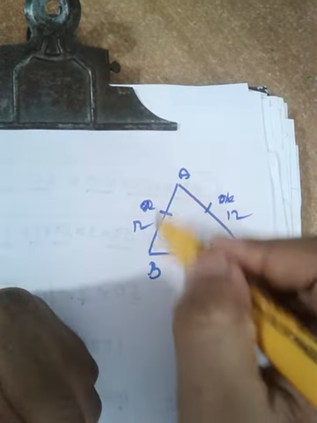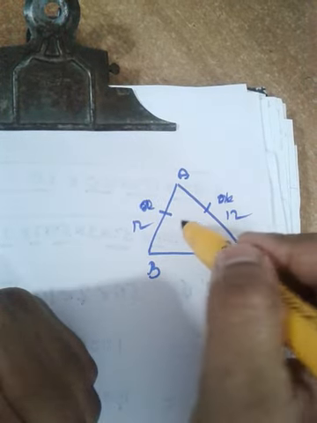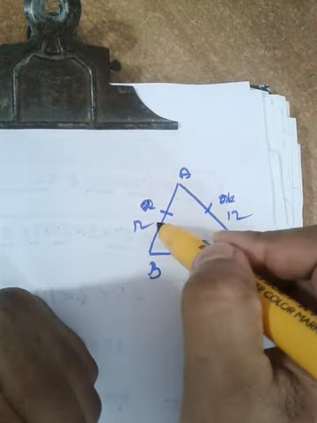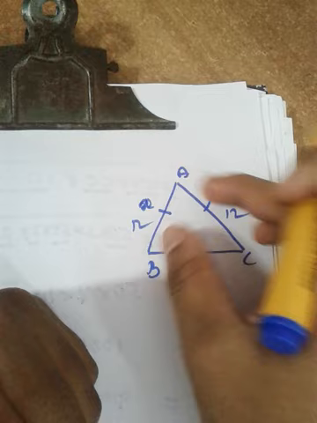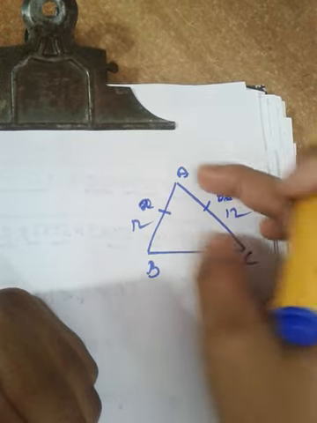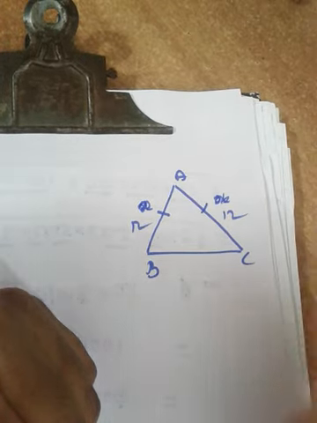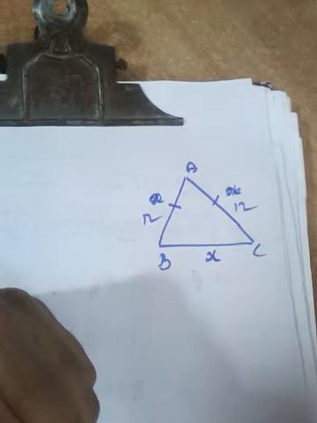So we understood that two sides are equal, and in the question they said that the equal sides are 12 centimeter. That means the length of the equal sides are 12 centimeter. These are the two equal sides, so these are 12 centimeter each. Clear? And this side is not given, so let me mark it as x.